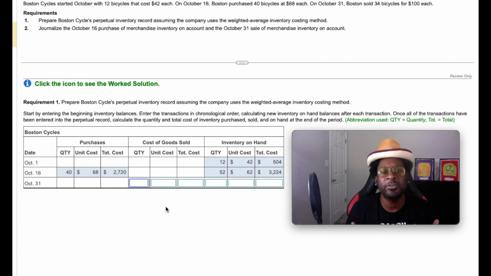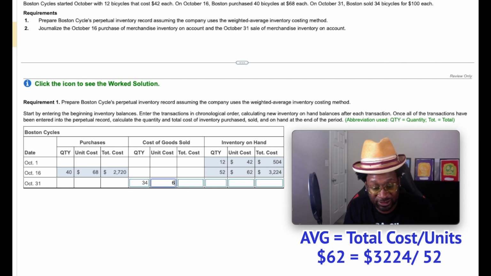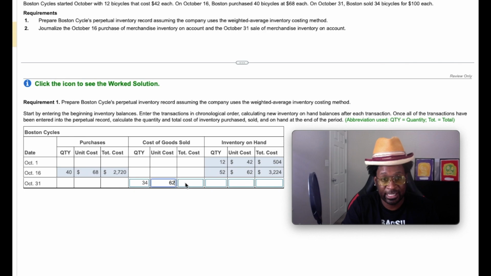So we know that we've sold 34 units, and we've just finished calculating the average cost of those 34 units, which is $62. So we're going to just input that information. 34 units at the average cost of $62, and that will give us a total cost of goods sold of $2,108. Now we have to account for our inventory on hand, our inventory remaining.